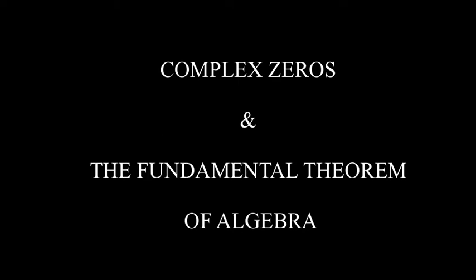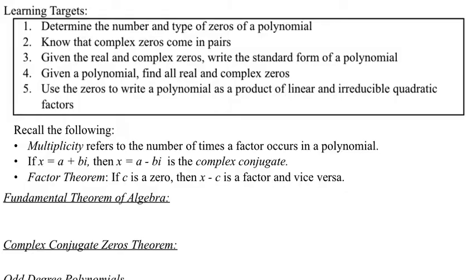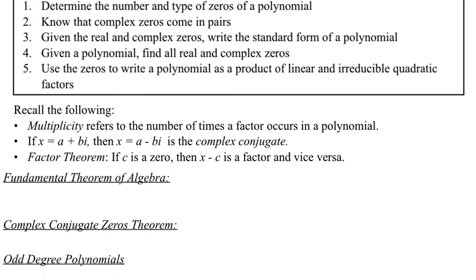Well, welcome to lesson 2.5 in your book. This is on complex zeros and the fundamental theorem of algebra. And this lesson will be a continuation of what we've been talking about in chapter 2. We are going to be extending all of our properties to the complex number system.